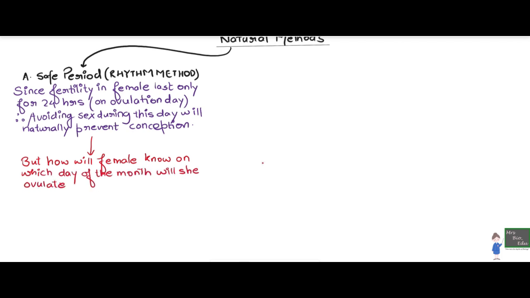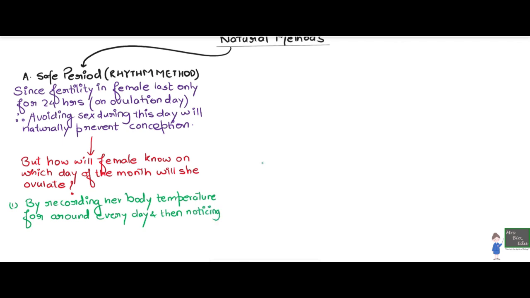For this, she can do two things. Number one is temperature. She can record her body temperature every day, first thing in the morning as soon as she wakes up, and keep a record of it in a journal or diary. After she has accumulated enough data for 2 to 3 months, she will start noticing a pattern. On most days the temperature would be nearly normal, nearly at the same level. But one day, the temperature will be 1 degree Fahrenheit more.